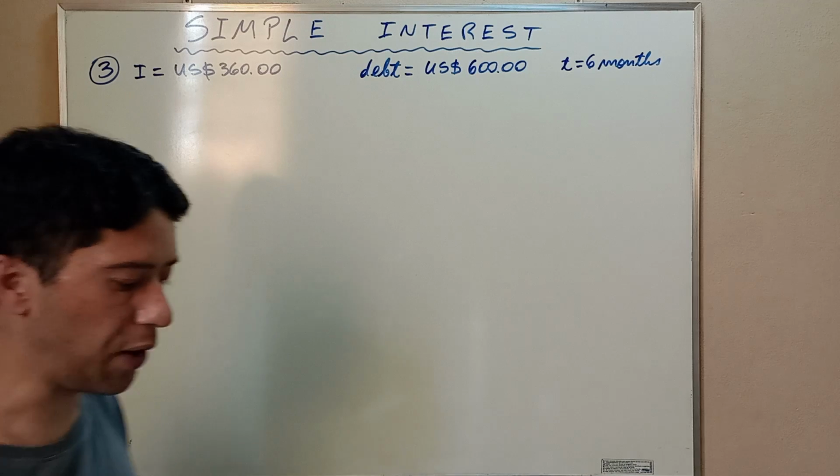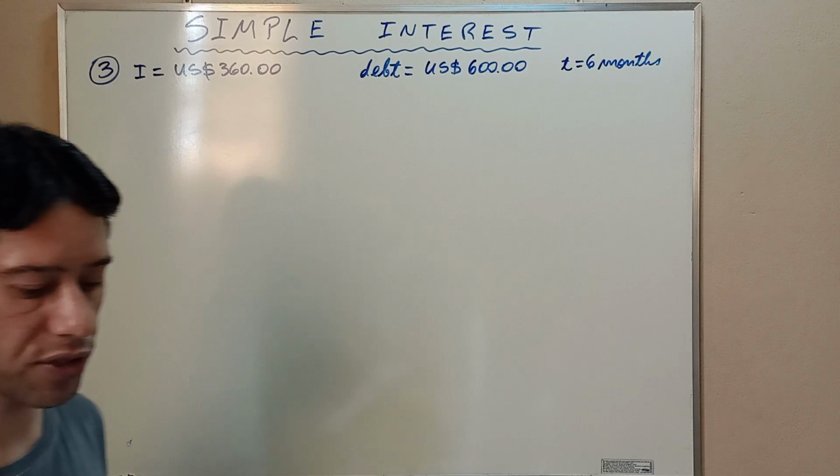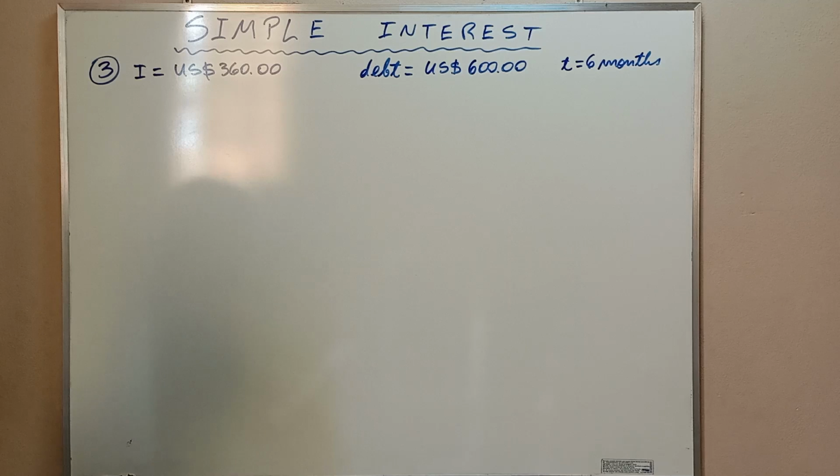Question number 3 now. A bank charged $360 for a delay of 6 months on a debt of $600. What is the monthly interest rate applied by the bank calculated using the simple interest formula. Okay, my friends, this is the question. Let's go to the solution.